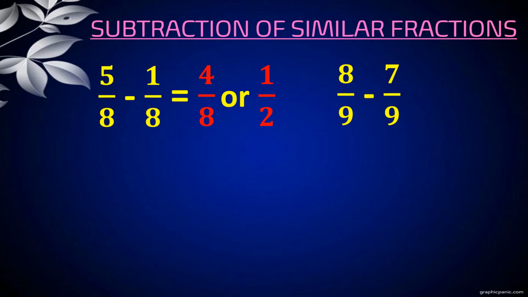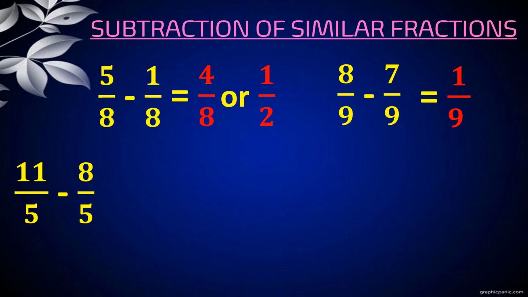Next is 8 over 9 minus 7 over 9. So, subtract natin ang numerators. 8 minus 7 is equal to 1. Copy 9. So, we have 1 over 9. Next is 11 over 5 minus 8 over 5. So, let's subtract the numerators. 11 minus 8 is equal to 3. Then, copy natin ang denominator. We have 3 over 5.